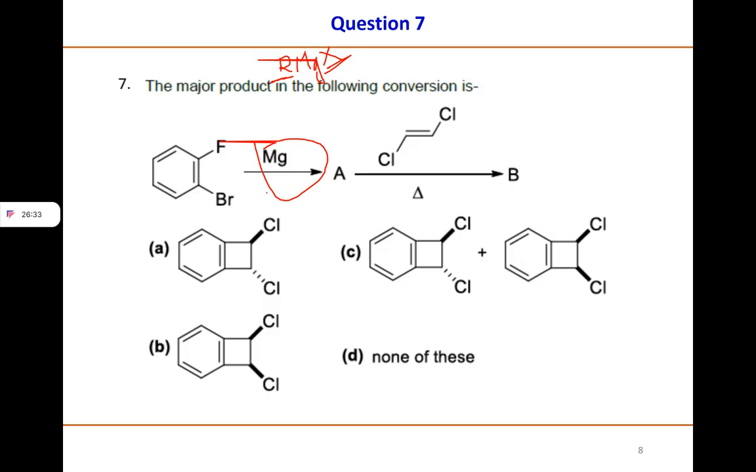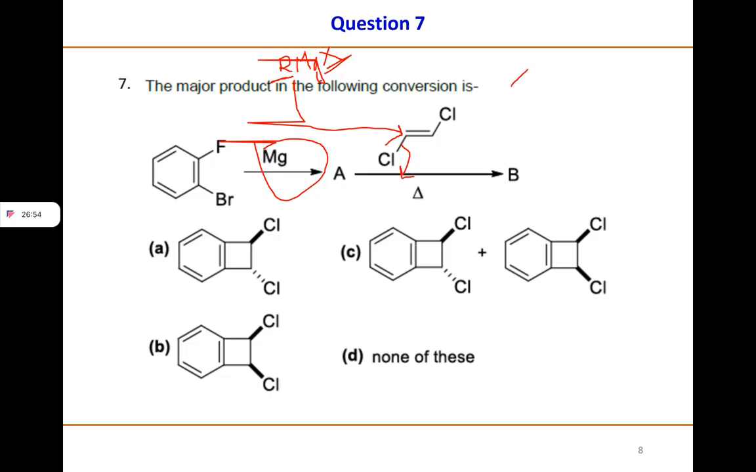After this, it will become nucleophilic, right? Because Grignard reagents are nucleophilic, which attack another electrophile. So the Grignard reagent will attack on this one and it will get knocked out, right?